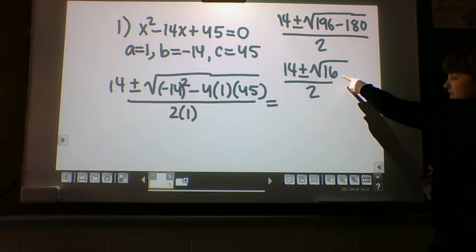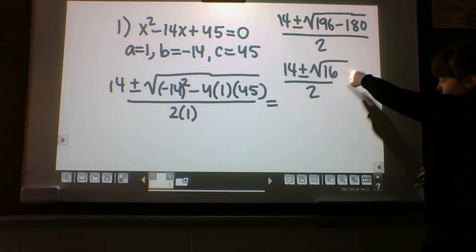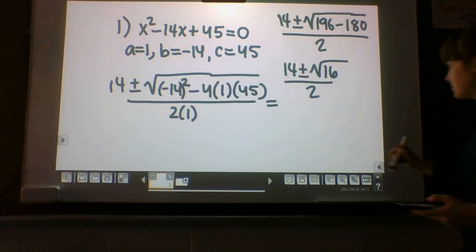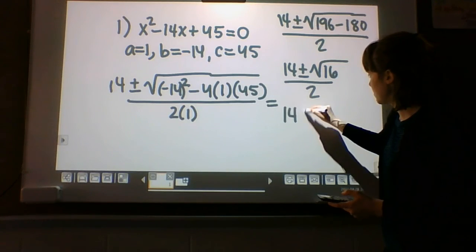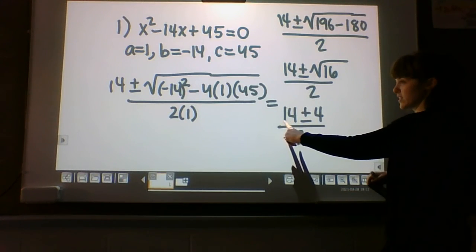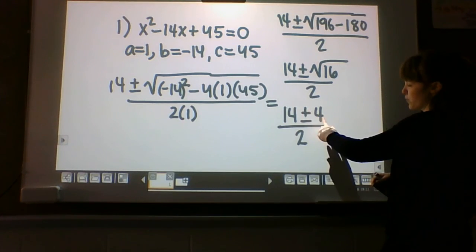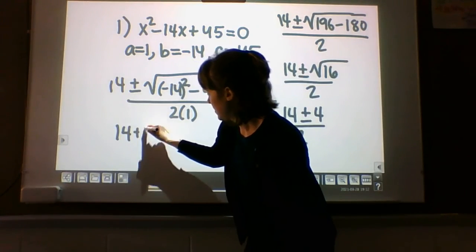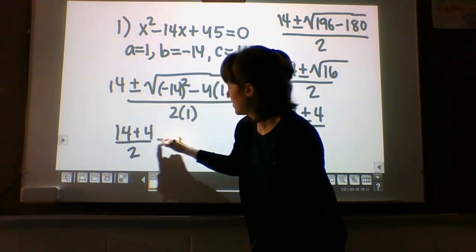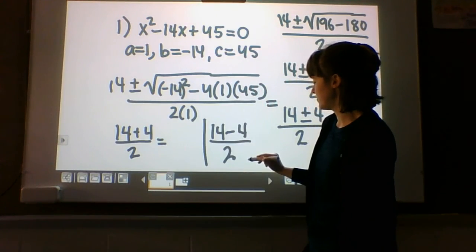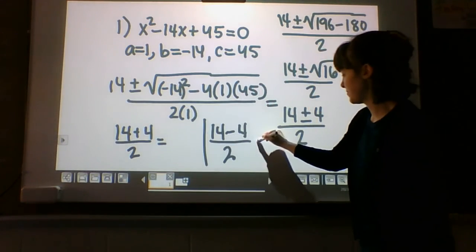Look at this, 16. 16 is one of those perfect square numbers I was talking about earlier, because you can find the square root of 16. It's a nice whole number. The square root of 16 is 4. So we now have 14 plus or minus 4 divided by 2. To get the final answers, we're going to do 14 plus 4 divided by 2. I'm going to write that down here. We're also going to do 14 minus 4 divided by 2. And that's a funky 2, but we're going with it.